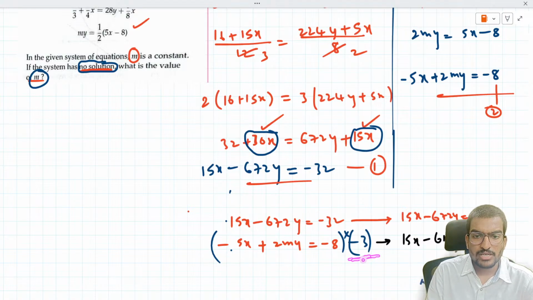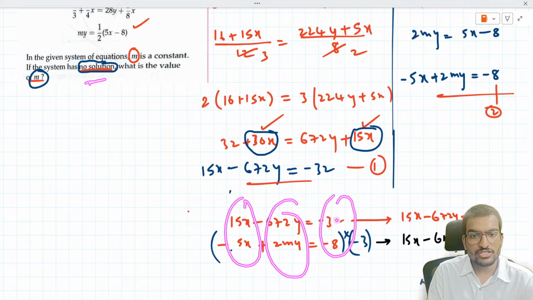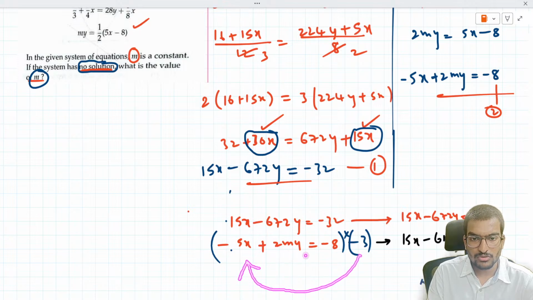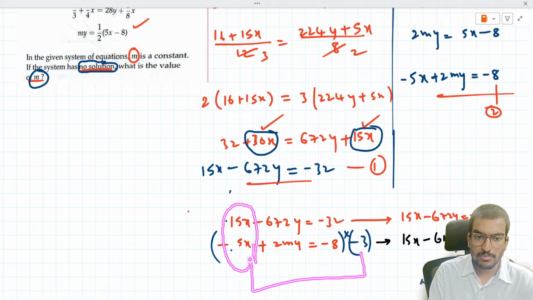I multiplied by -3 because I get 15x, so that these terms match. No solution means the x terms and y terms match, but the constants are different. That's why I multiplied by -3. You can ask whether I can multiply with something here. No, because a constant is involved, and they must be different. The only correct way is to multiply with the x terms.